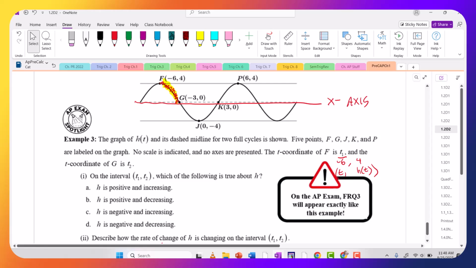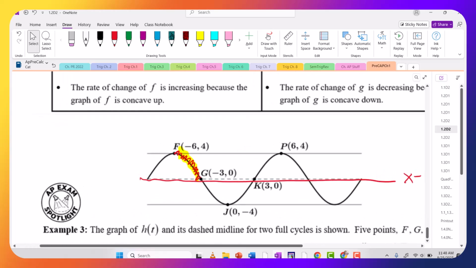AP is questions that are somewhat easy, but let's word it as complicated as possible. So that's what we got here. So I'm going to read this in our last few minutes here. The graph of h of t, height over time, I bet is what h of t represents. There's this picture again. You'll see this in a FRQ. And a dashed midline for the 2 cycles is shown. 5 points are given. No scale is indicated. No axes are presented. The t coordinate of f is t1. This is where the wording is all goofy. And the t coordinate of g is t2. So on the interval t1 to t2, all they're saying is what's happening from f to g.